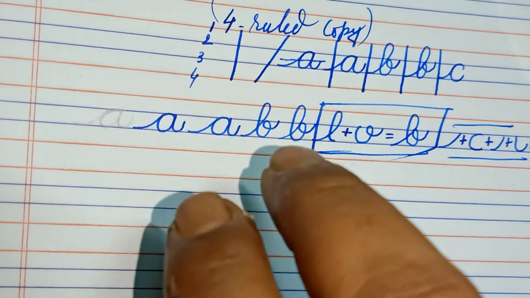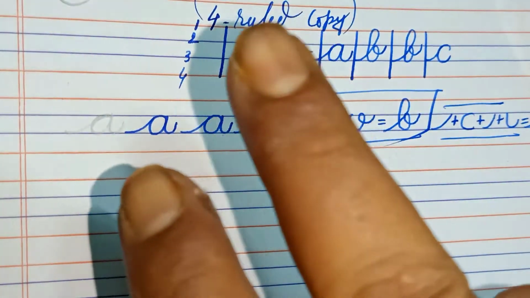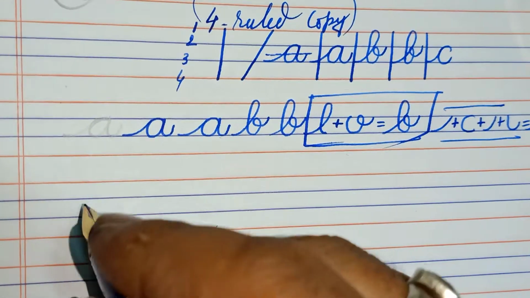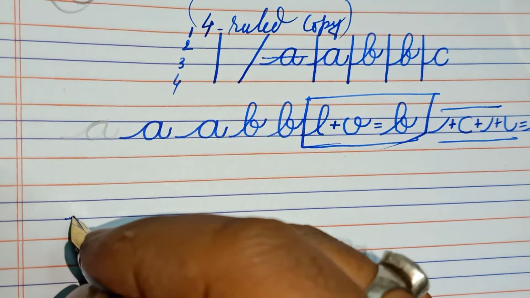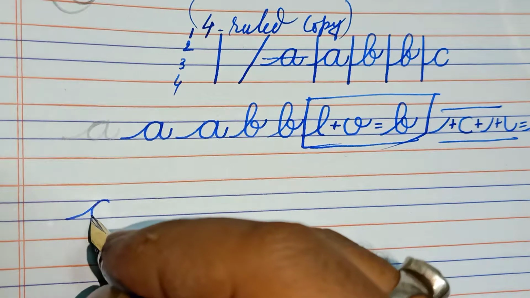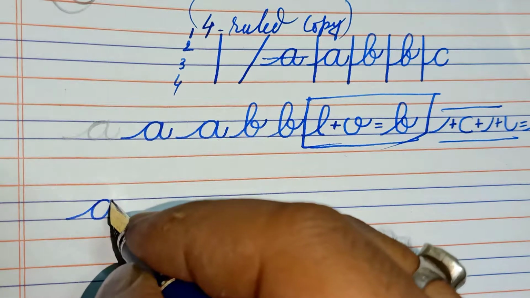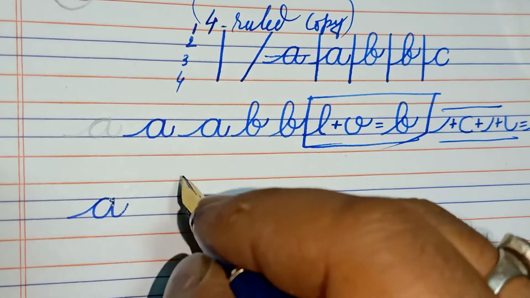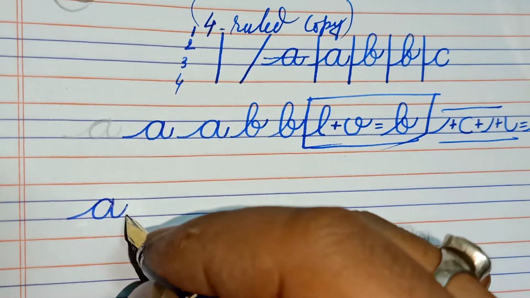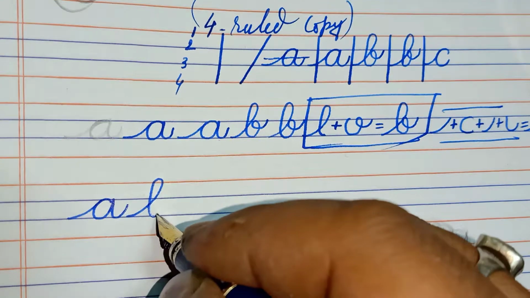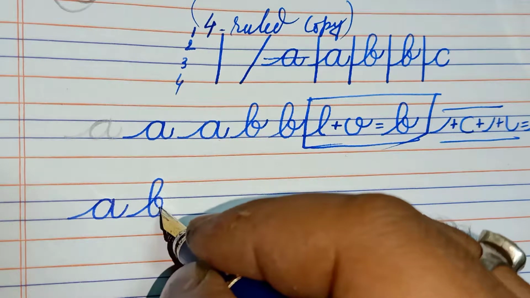Remember, in every alphabet there are two types of stroke. One is up and one is down. You see the A, up, from here down, up and down and up. There are no extra steps for straight cursive. Up, down and up.